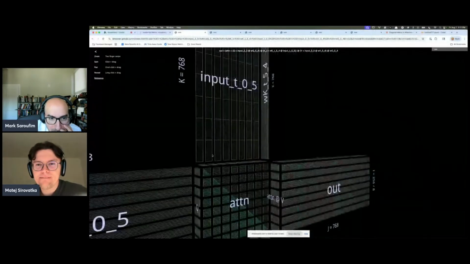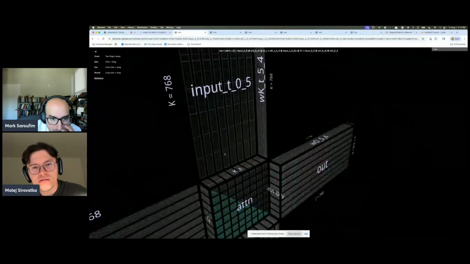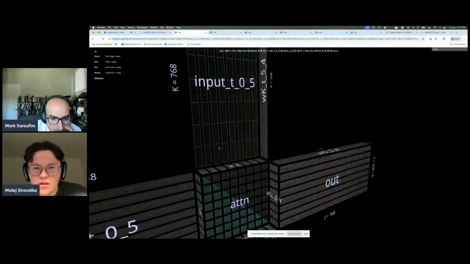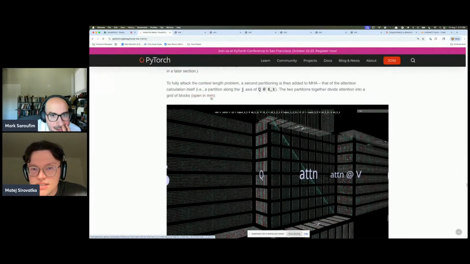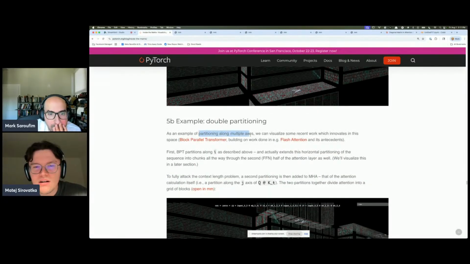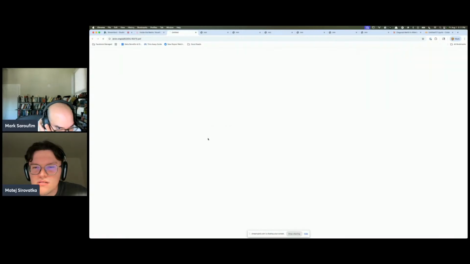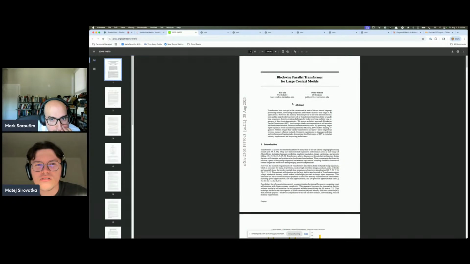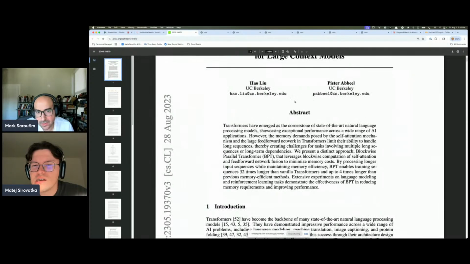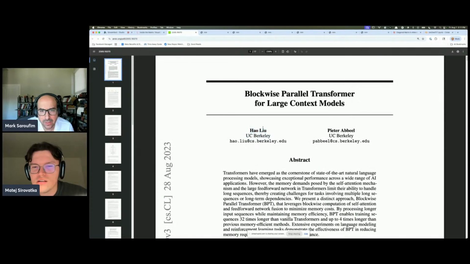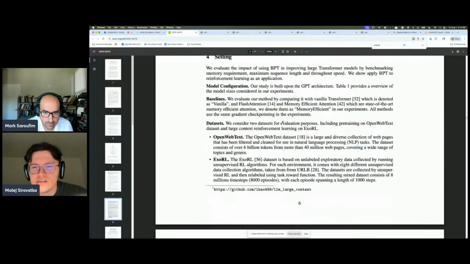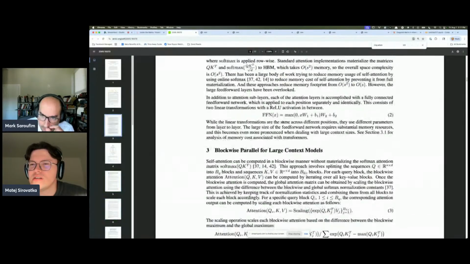Oh, he's doing more parallelism here. Is he? Oh yeah, this is context parallelism, I think. Yes, it is. Double partitioning. We visualize sum which invokes the block parallel pair transformer. What is this? This is the guy who came up with ring attention, I think. Yeah, I think it's the same author.